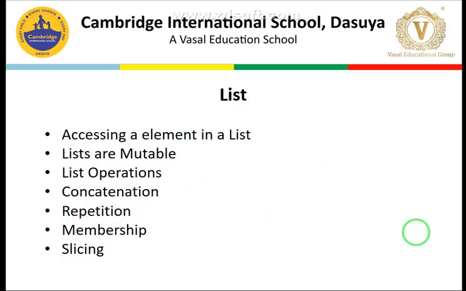Then students, what are the points that we covered in the last list lecture? That is how to access an element in a list using the index value of the list. Then lists are mutable, meaning their values can be changed, altered. We have done this with the help of an example also.